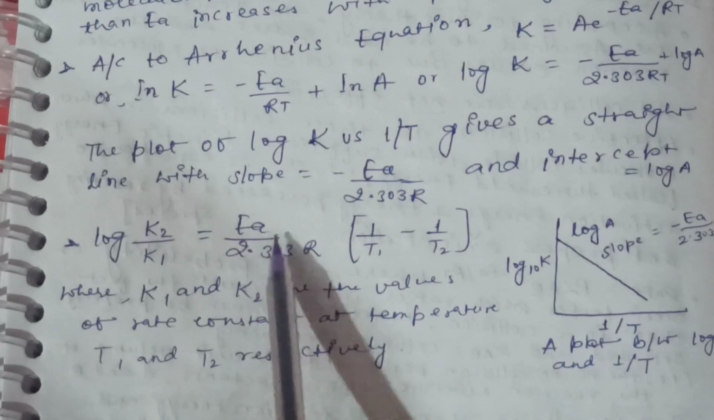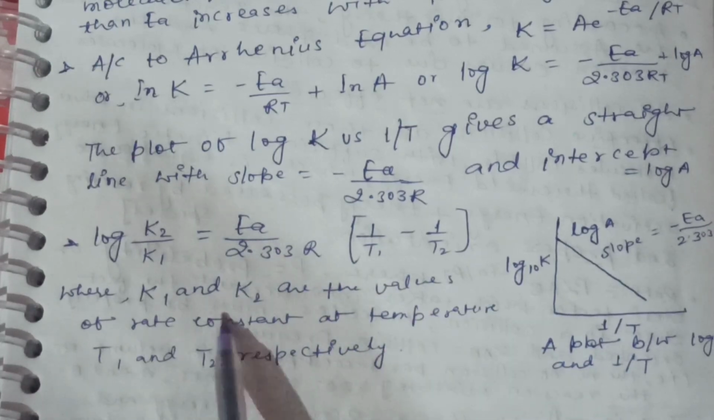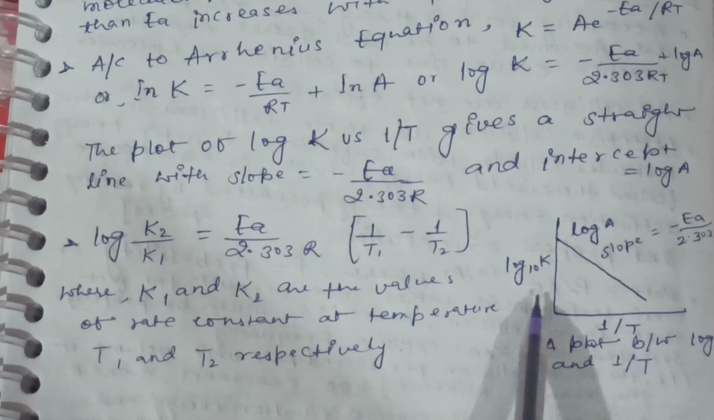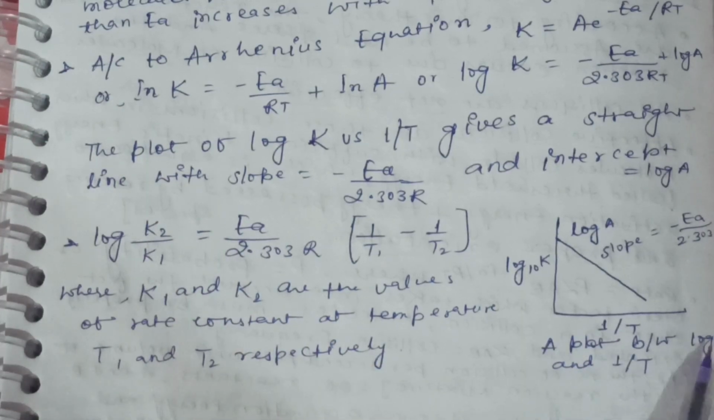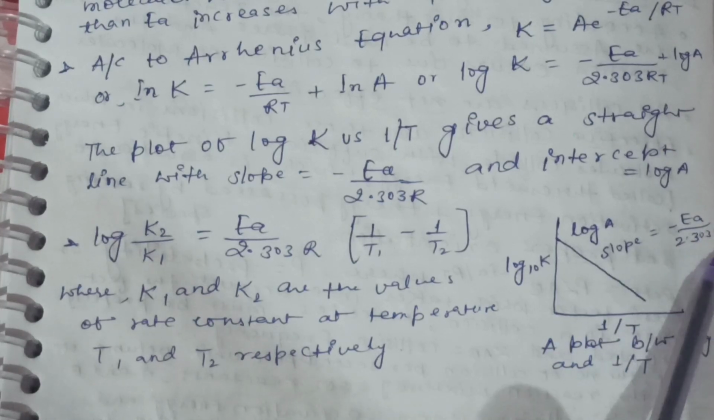Log k2/k1 is equal to Ea/2.303R (1/T1 minus 1/T2), where k1 and k2 are the values of the rate constant at temperatures T1 and T2 respectively. A plot between log k and 1/T. Log A, slope is equal to minus Ea/2.303R.